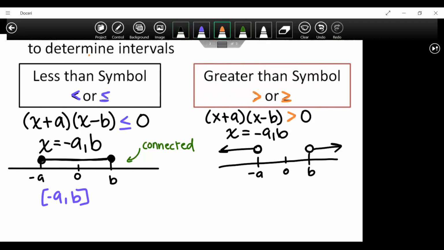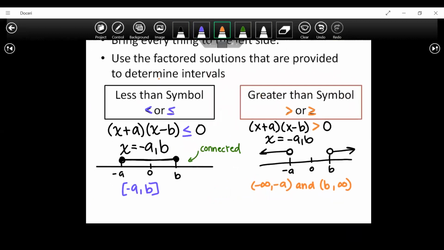On the interval, it's going to be negative infinity, comma negative A, and the solution would be from B, comma positive infinity. So depending on that inequality, you're solving out the same way. It just depends on your inequality, whether it's less than or greater than. You've got to know the difference. You definitely want to be able to see the difference with that.